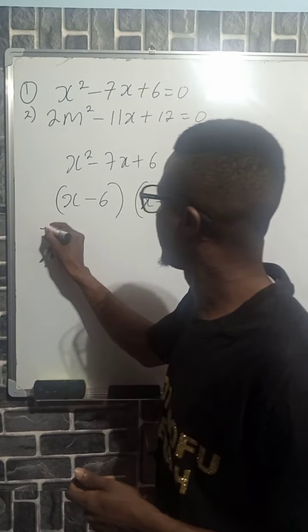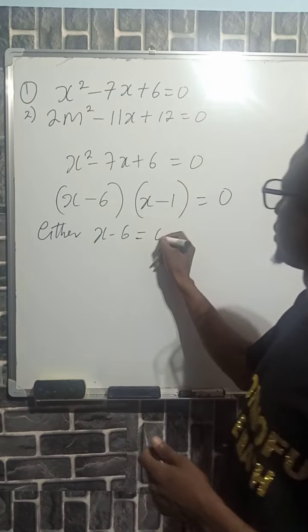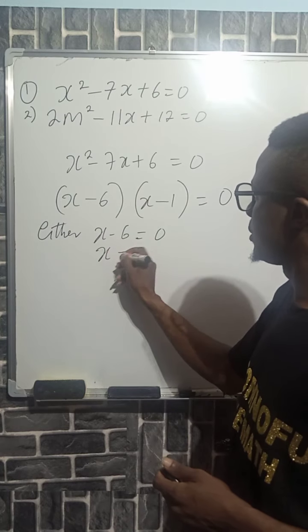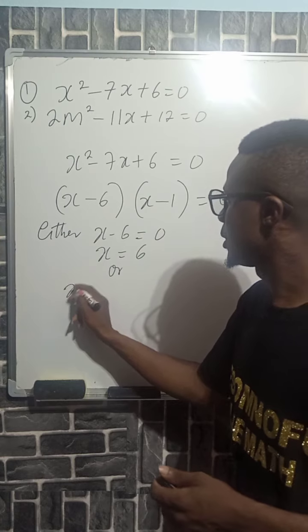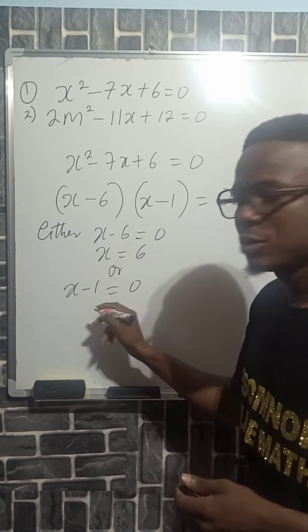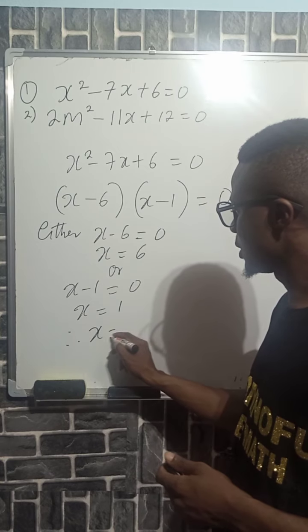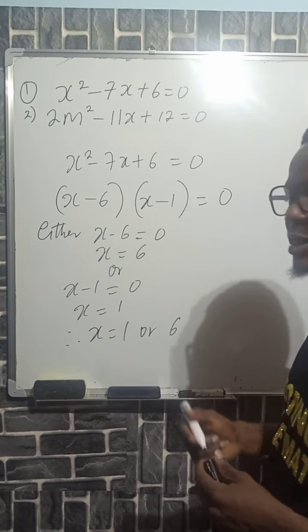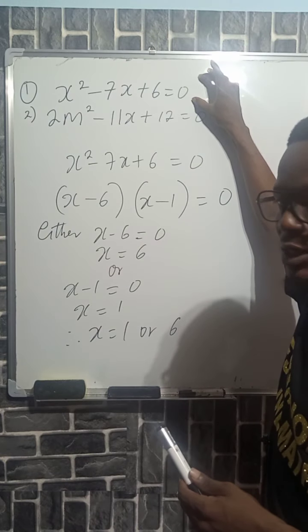Therefore, you can now say either the first one, x minus 6, is 0, so x will be a positive 6, or the second one, x minus 1, is 0, so x will be a positive 1. Therefore, x is 1 or x is 6. These are the solutions to the first quadratic equation.